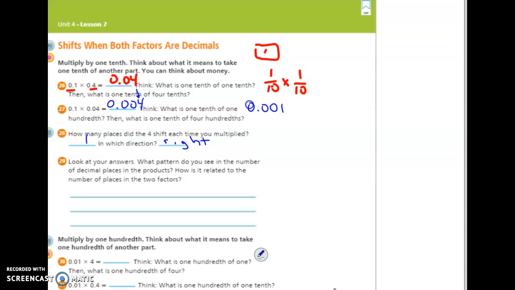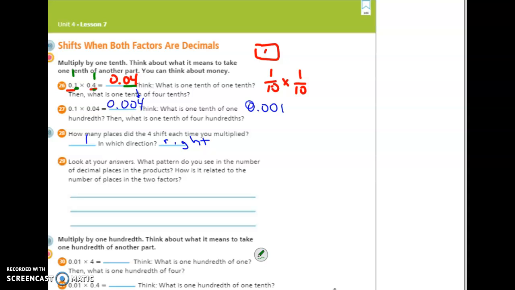What pattern did you see in the number of decimal places in the products? And how is it related to the number of places in the two factors? Okay, this is where it gets to be important, boys and girls. So I want you to take a look at number 26. There was one decimal place in that 1/10th, and how many in the 4/10ths? 1. And how many were in our answer? 2.